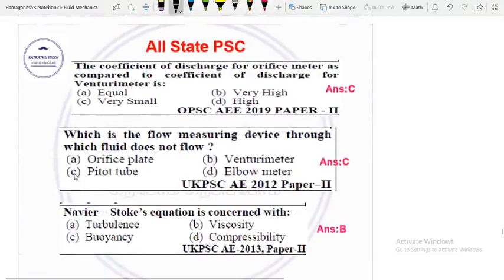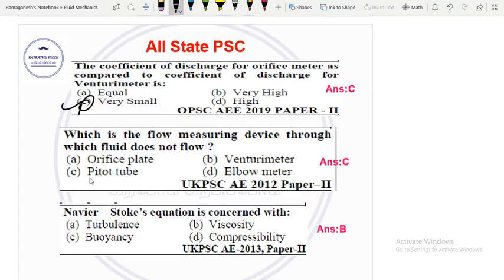So the coefficient of discharge for orifice meter as compared to the coefficient of discharge for the venturi meter. So venturi meter கம்பேர் பண்ணும்போது orificeல கம்மியா தான் இருக்கும். ஏன்னா இங்க வந்து 0.95 ல இருந்து 0.98, இங்க 0.64 ல இருந்து 0.74 அந்த ரேஞ்ச் தான் வந்துருச்சு. So small, very small இருக்கு இல்லையா, அதான் ஆப்ஷன் சி.